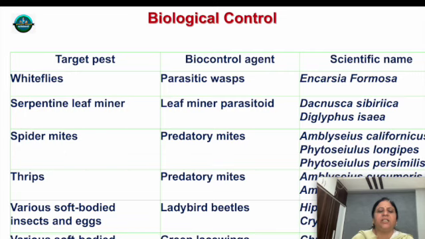Various soft-bodied insects and eggs can be controlled with the ladybird beetles. We have seen various species of the beetles like Coccinella, Cheilomenes, Brumoides, and these species. Various soft-bodied insects and eggs also can be controlled with the lacewings also.